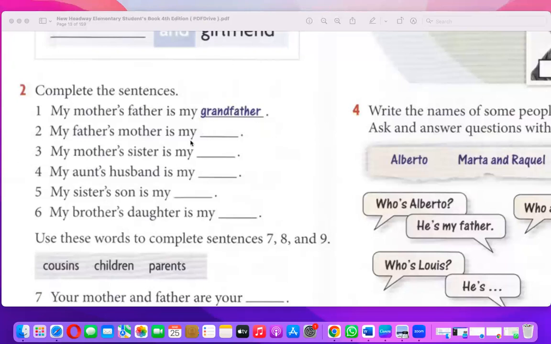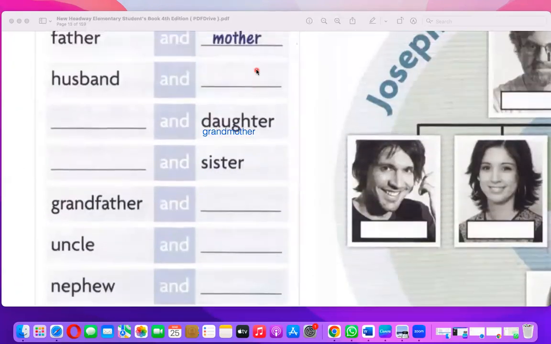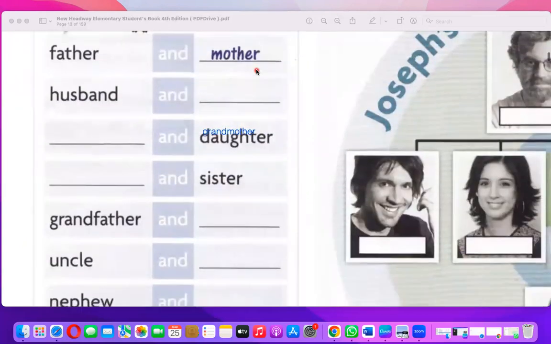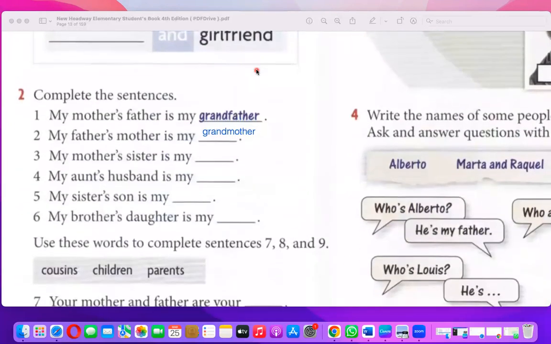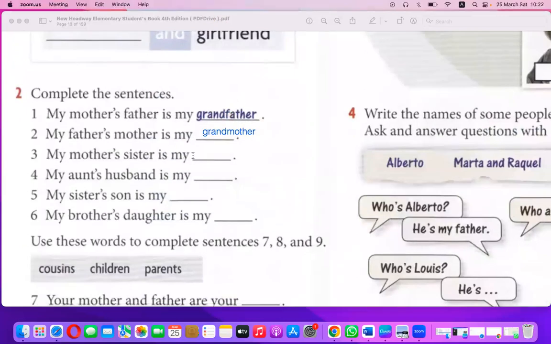Let's go. My father's mother. The mother of my father is what? My grandmother. Correct. Now, my mother's sister, the sister of my mother. What do we call her? Maybe aunt. Are you sure? Yes, it's aunt.